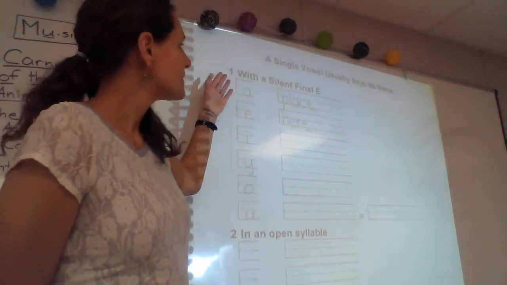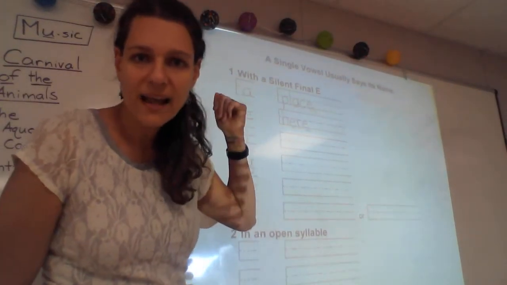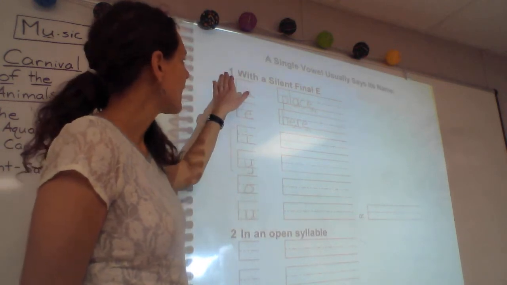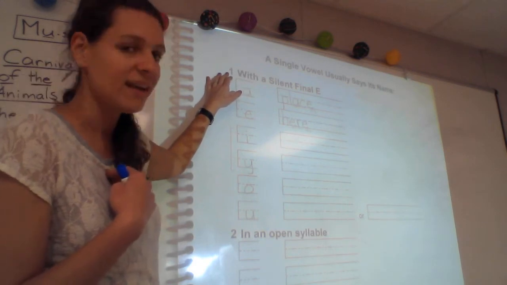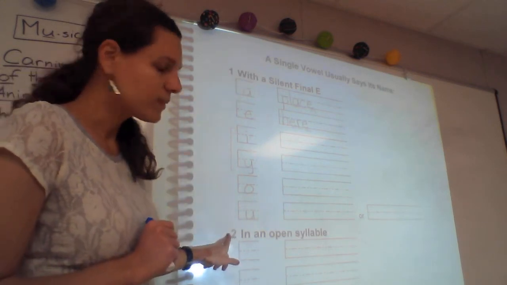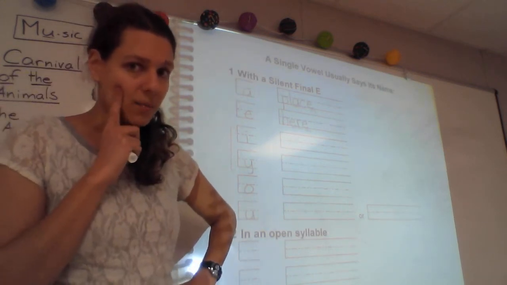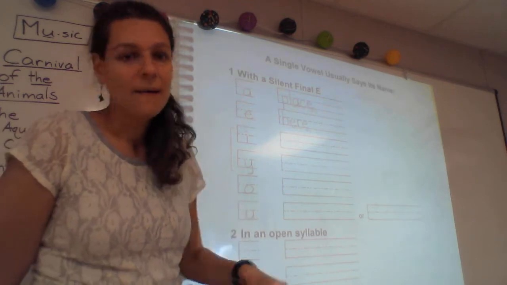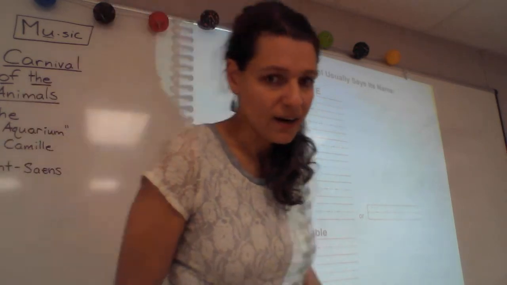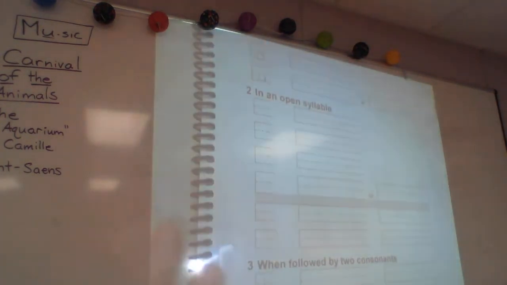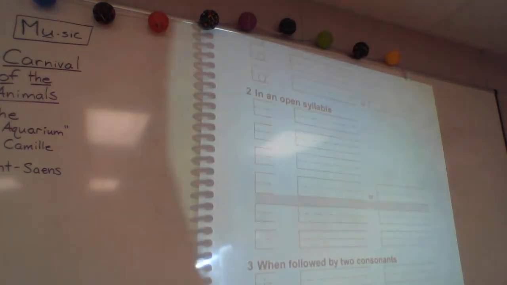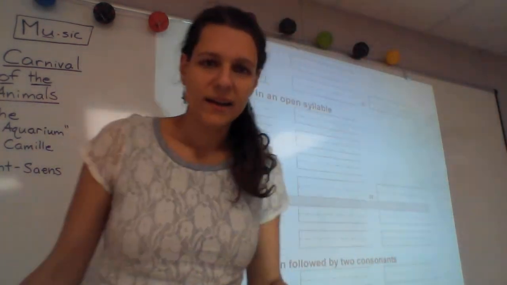The ways our single vowels can say their names. So the first way, the most common way is, say it with me, with a silent final E, job one. Number two is in an open syllable. Well, that's what we have in even. Let's put even here. Just give me 1 second.